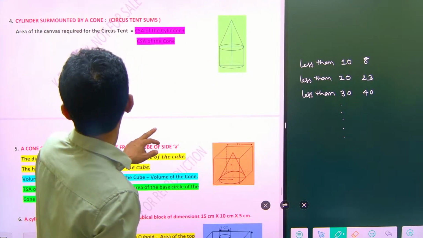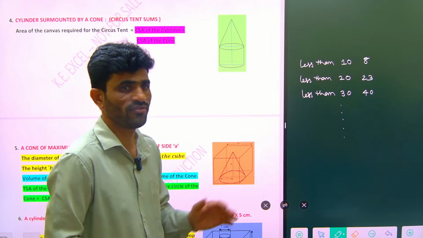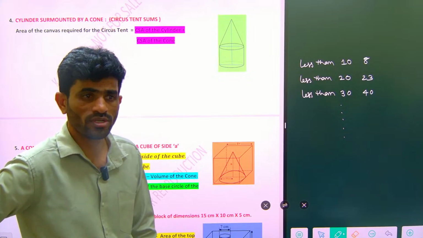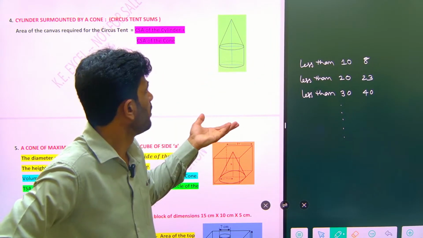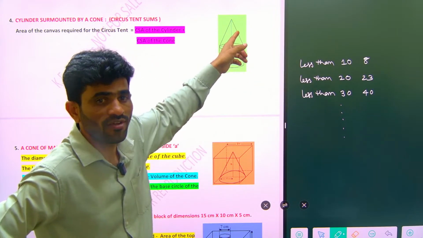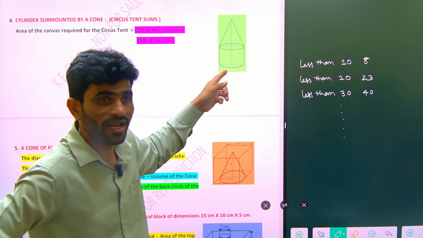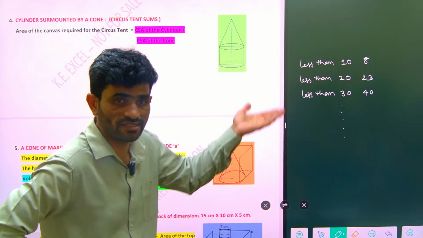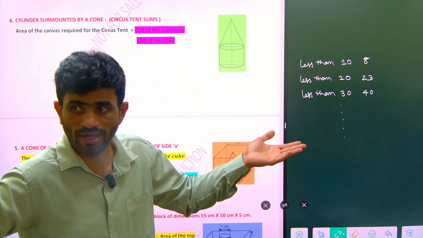Here what? If it is a solid figure, what happens? Cone is there. Cone CSA will be added because base of the cone is going inside. Top of the cylinder is also going inside. So CSA of cone plus CSA of cylinder plus area of circle base. I said it is solid. If it is solid, area of base also we have to take.